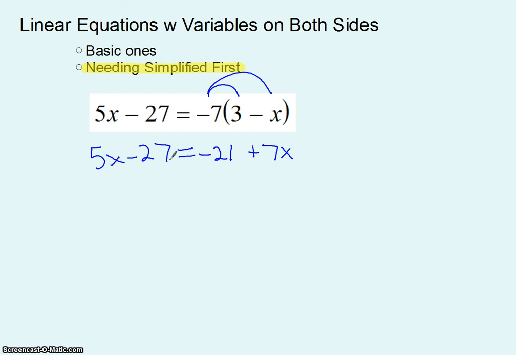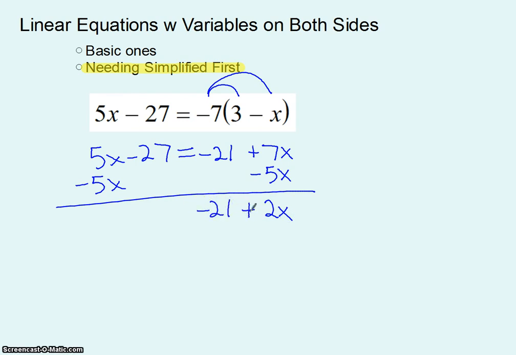So here I go. I can take care of this. I think I'll get rid of the 5x from each side. That'll keep my x's positive. Sometimes I like to do that if I can. So look what happened here. Now I've got 7x minus 5x is 2x. I still have a negative 21 over here. This is positive, so I'll throw a plus sign in there.